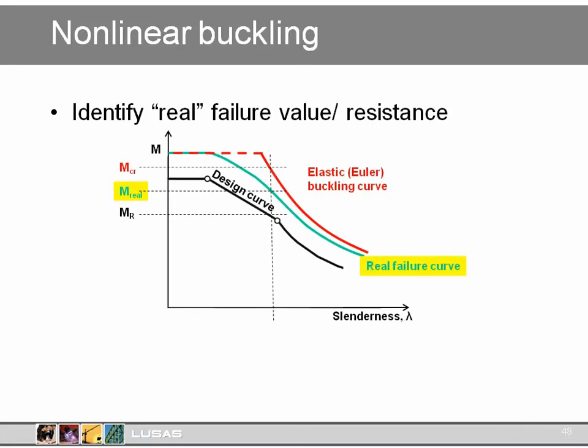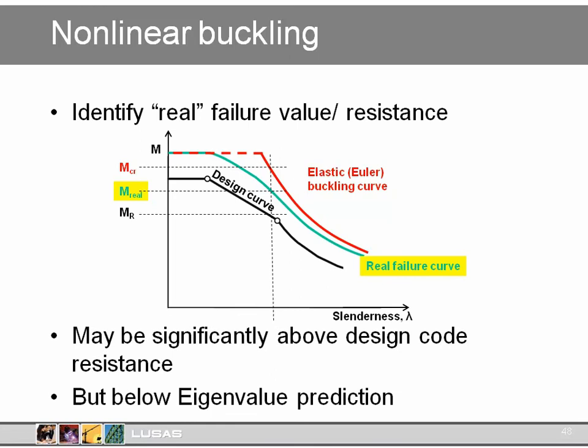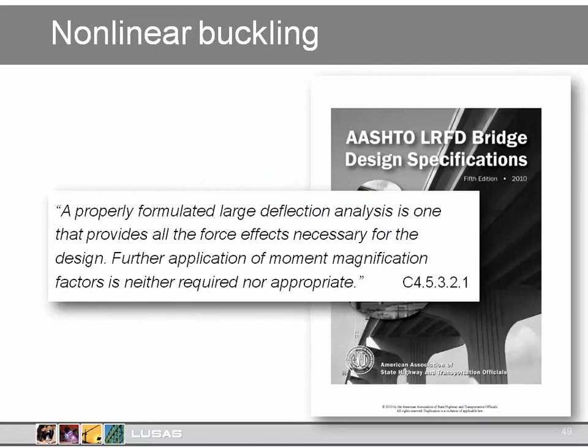By this process, we're finally arriving, hopefully with some confidence, at the green real failure curve. And let's remind ourselves of the study which showed the nonlinear approach gave almost 100% more capacity than the British Codes of Practice. The value predicted may be significantly greater, but it will be below the eigenvalue prediction. And AASHTO says, a properly formulated large deflection analysis is one that provides all the force effects necessary for the design. Further application of moment magnification factors is neither required nor appropriate.